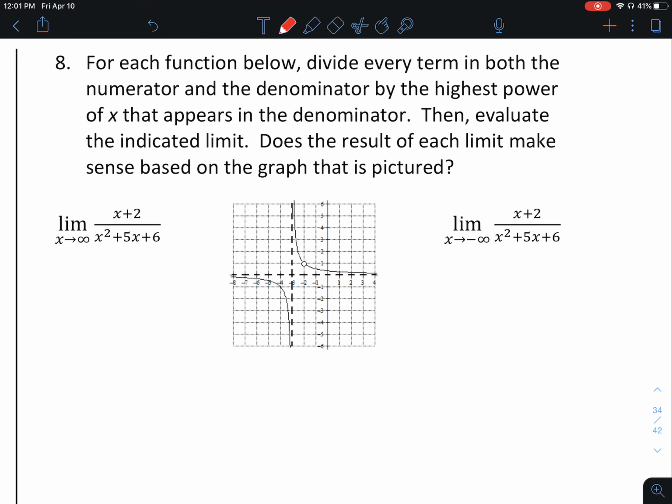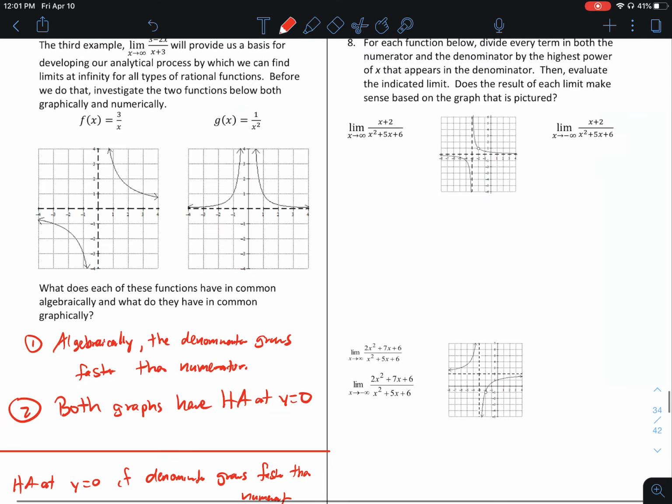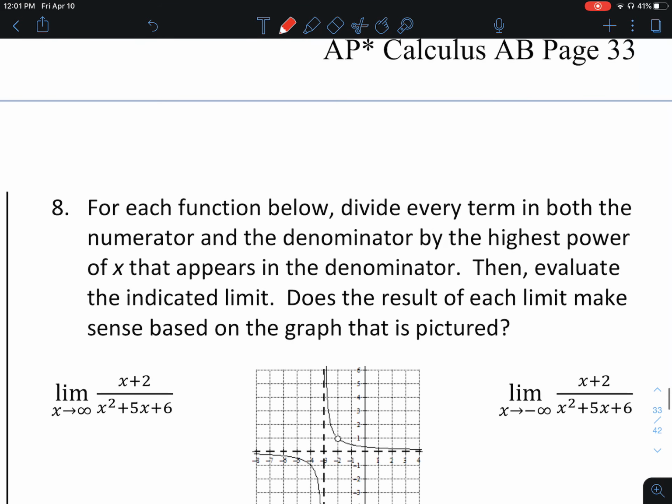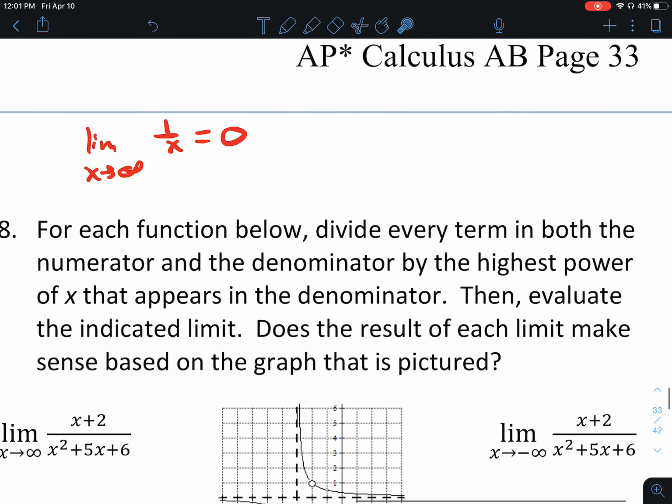So before we get into this, let me belabor a point. I'm just going to write this down up here. The limit as x approaches infinity or negative infinity of 1 over x is 0. Now the reason it's 0, looking at graphs, if this bottom is growing faster than the top, we just established there's a horizontal asymptote at 0. So as the graph goes right forever, it's getting closer and closer to that horizontal asymptote.